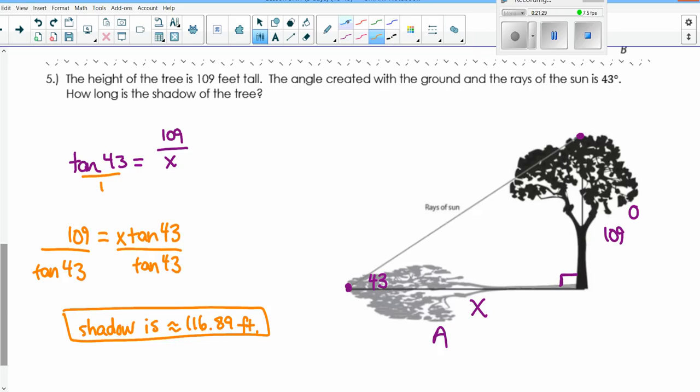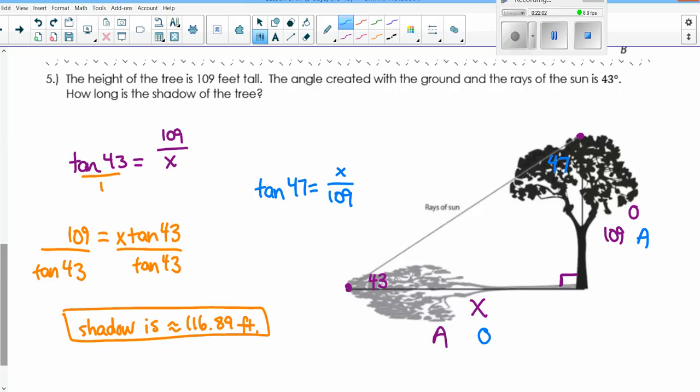Just so you guys know, again, you have options. If this is 43, we know then that this angle has to be 47. Okay, which means I can set up not a totally different, but a different equation. If I use that angle, then this becomes my opposite, and this becomes my adjacent. So I'm still using tangent since I don't have my hypotenuse, but then I can say the tangent of 47 equals my opposite side, which I called x, over my adjacent side, which I called 109.